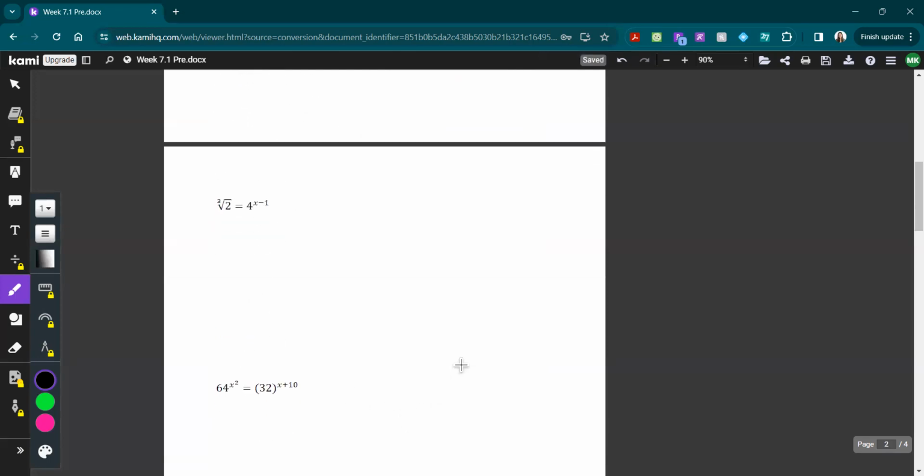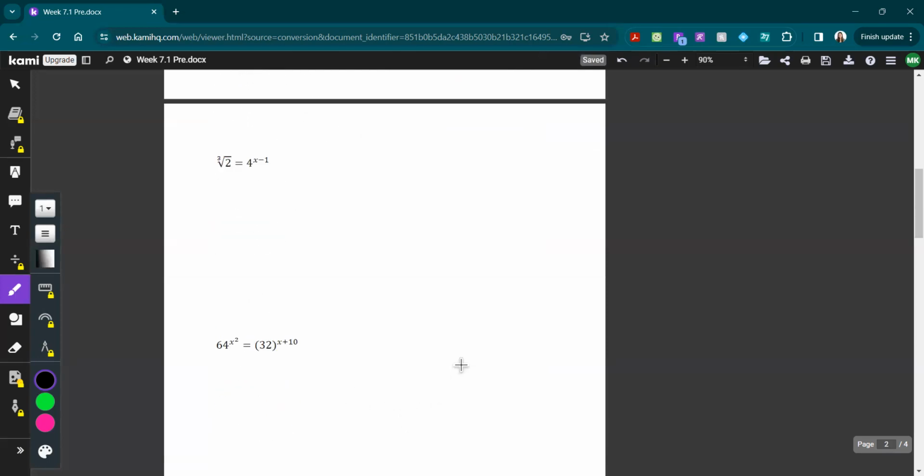Now we see another question, same concept. For this next one, as you can see, we have a radical. And if you remember before, we can also change radicals into rational exponents, so a fraction for your exponent. Now remember, the root is going to be the denominator. So you have 2 to the 1/3, and that way you can compare.